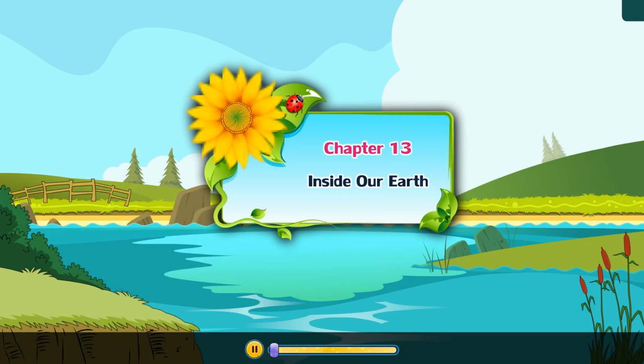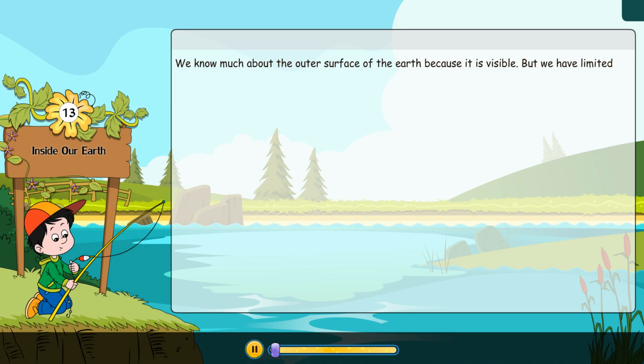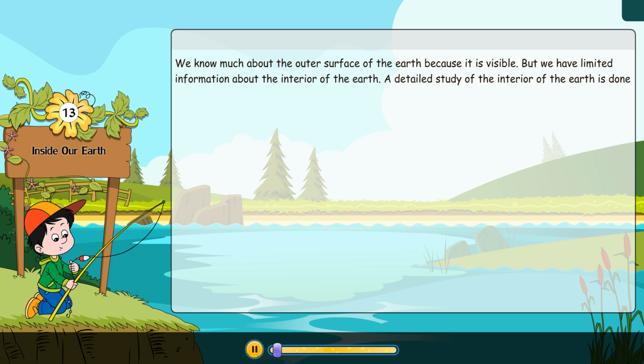Chapter 13: Inside Our Earth. We know much about the outer surface of the Earth because it is visible. But we have limited information about the interior of the Earth. A detailed study of the interior of the Earth is done by geologists.